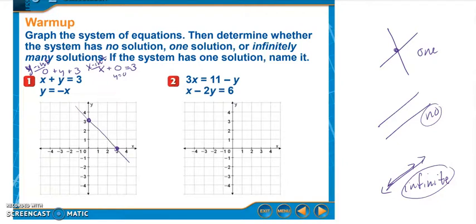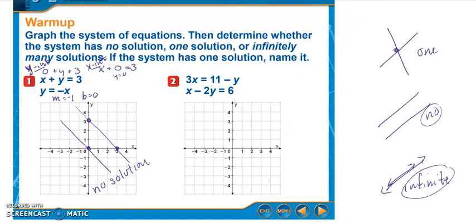This one has a slope, the second line, of -1, and a y-intercept of 0. So you plot those, and then you draw the line, and you can see they're parallel, so these are no solution.